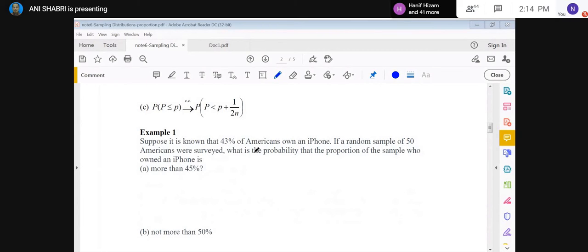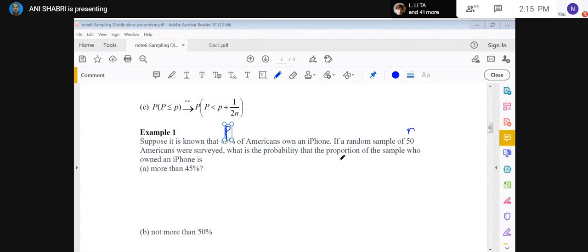43% of Americans own an iPhone. If a random sample of 15 Americans was surveyed, what is the probability that the proportion of the sample who own an iPhone is more than 55%? Okay, if you see, this question is a binomial distribution. This one is p and this one is n. The question is almost the same as a binomial distribution.